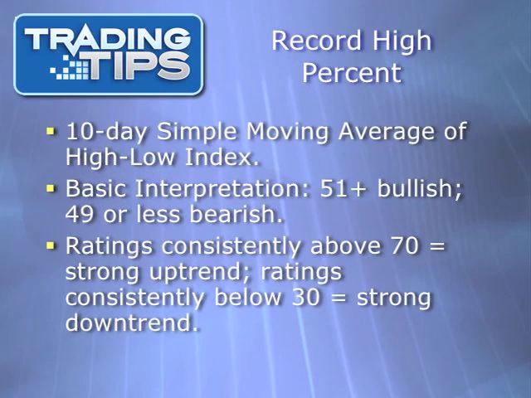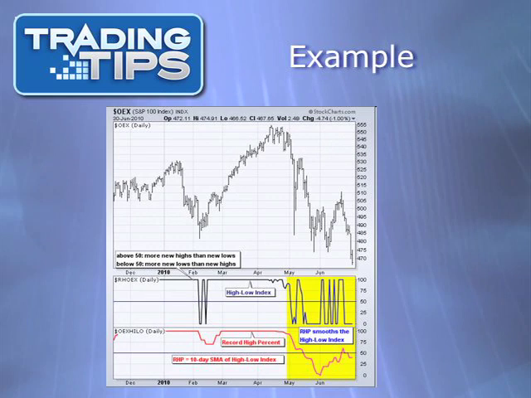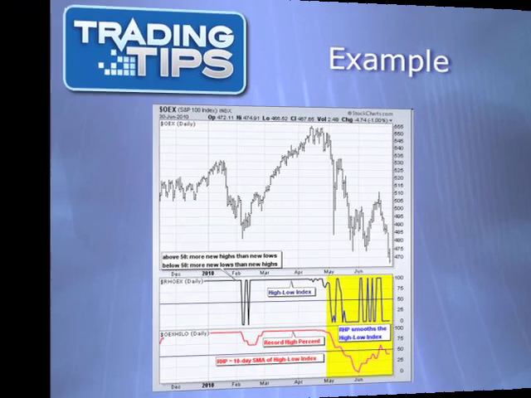Record high percent is simply the 10-day moving average of the high-low index. Again, the most basic interpretation of record high percent is that values of greater than 50 are considered bullish, while values of less than 50 are bearish. However, a more useful indicator is when values are consistently above 70 or below 30, with the former signifying a strong uptrend. Here's an example of a chart of the S&P 100, the 100 largest stocks in the S&P 500, and how the record high percent effectively smooths the high-low index line, allowing for more accurate interpretations.